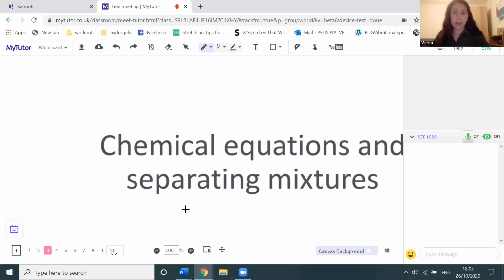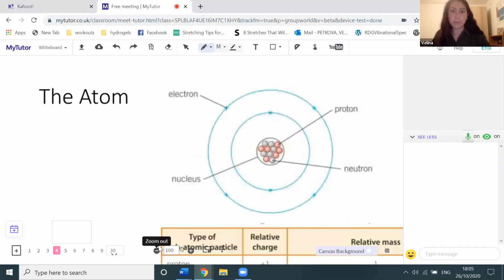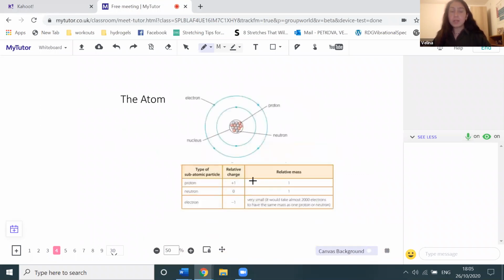Okay, so let's just start by looking at the atom. So what is the atom? Atoms are very small particles that make up all substances.